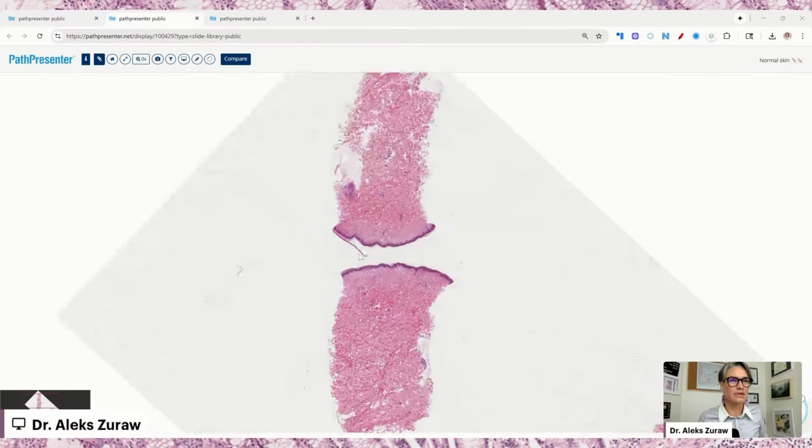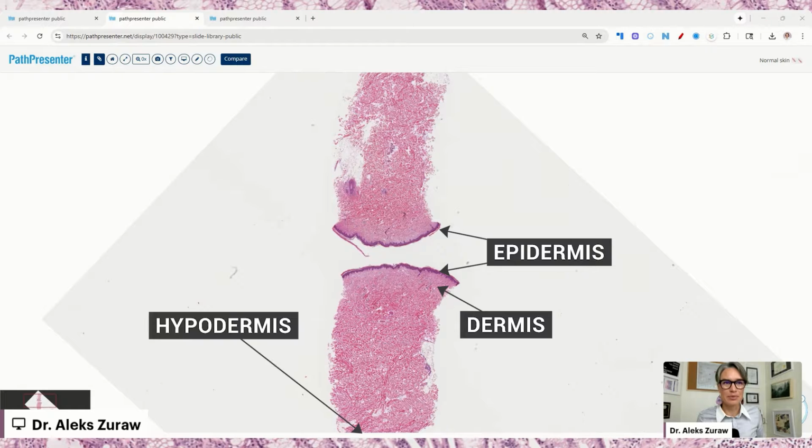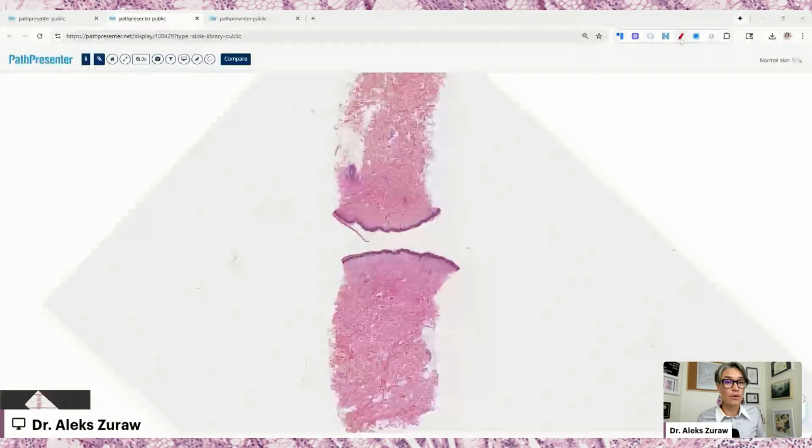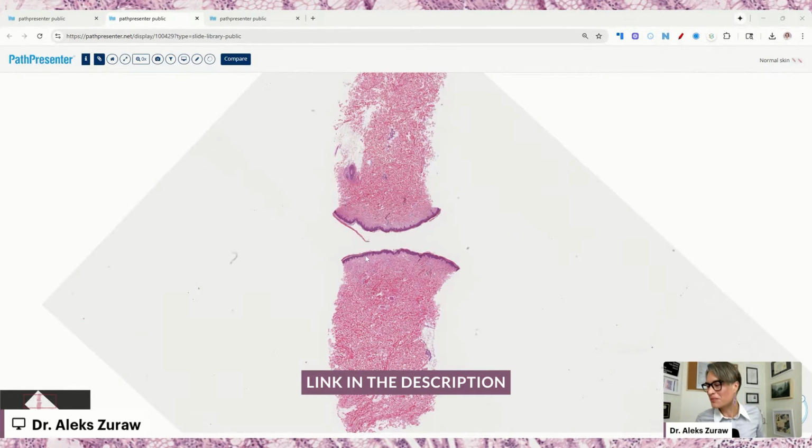This is skin, also from PathPresenter. And we have the big picture. We have three layers in the skin. We have the epidermis, dermis, and hypodermis. How can we recognize them from far away? And as always, we start from low magnification to high magnification. And the link to one of the slides is in the comments. So let me know if you can open it.